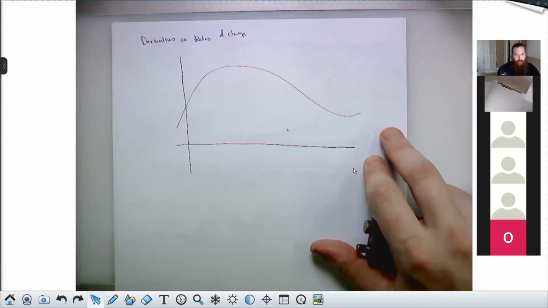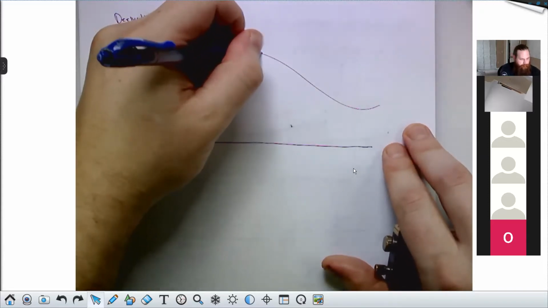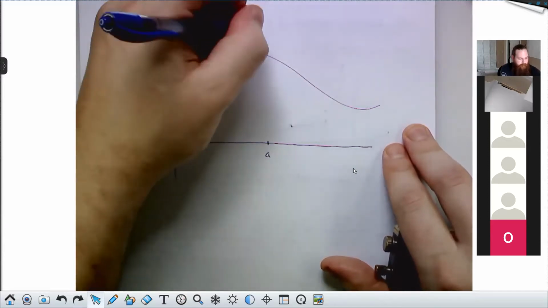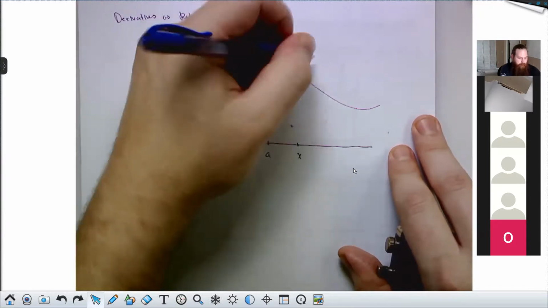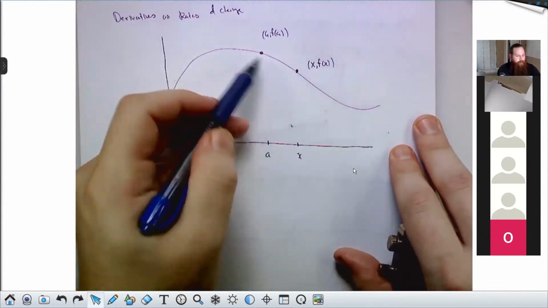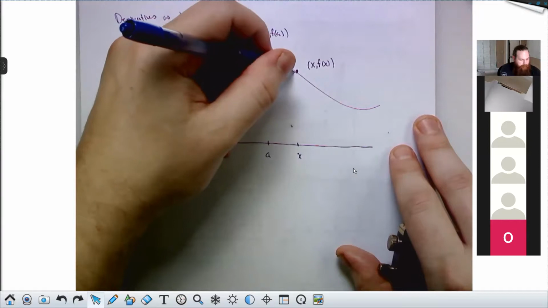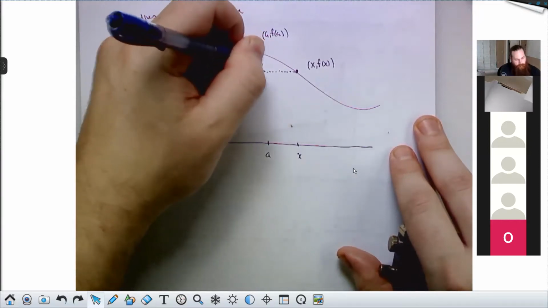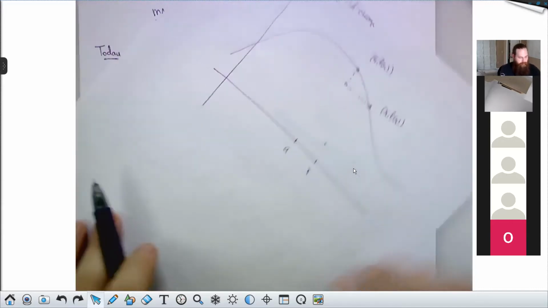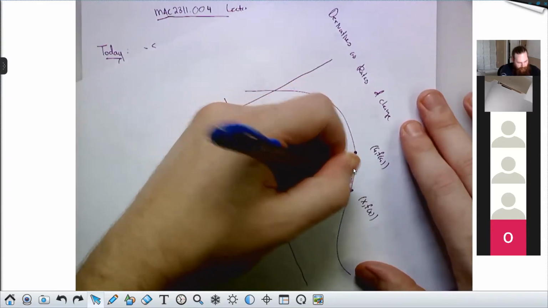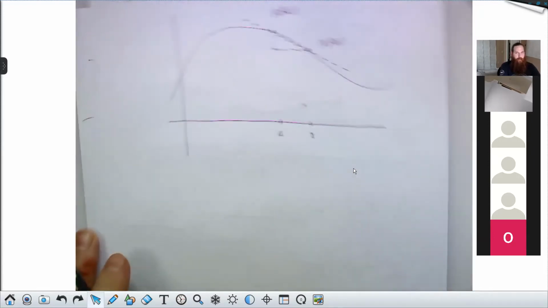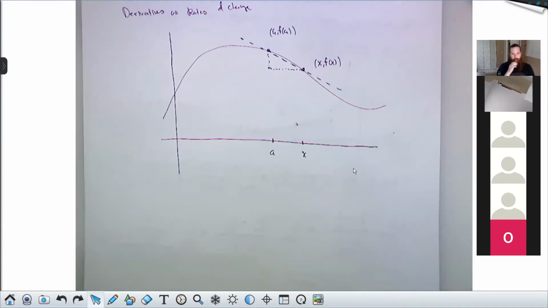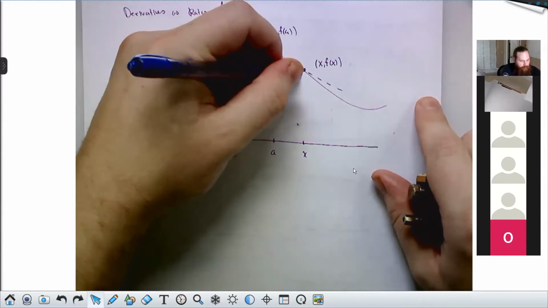I promise this will be the last time I draw this same picture today, but we're going to label things a little bit differently. Again, I'll take my point A, f of A, and I'll come over here some distance to x, and I've got my point x, f of x. We know the tangent line is the limit of the secant line, whose slope is made up of a rise over a run. This rise and this run, to be specific.